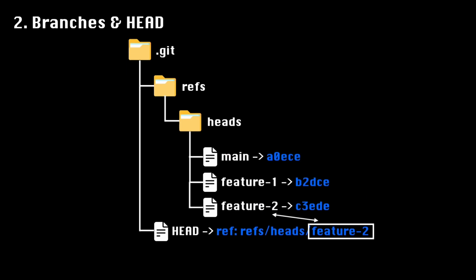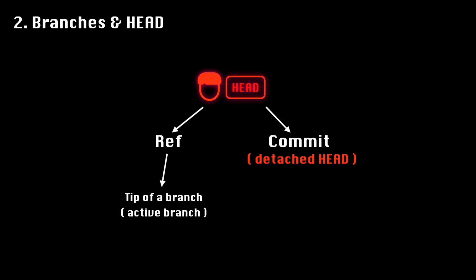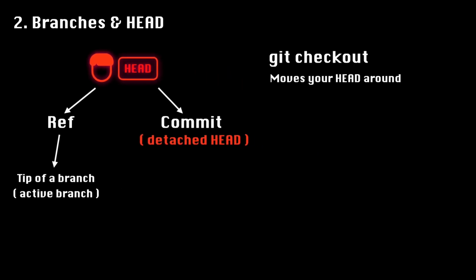The HEAD can only either point to a ref or a naked commit hash. If it points to a naked commit hash, Git will tell you that you have a detached HEAD, meaning that the HEAD is not pointed at a valid branch. This means that whatever changes and commits you make will not be applied to any branches. However, if the HEAD points to a proper ref, it represents your current active branch, and all the commits made will be made on that branch. To move your HEAD around manually, you can use the git checkout command.